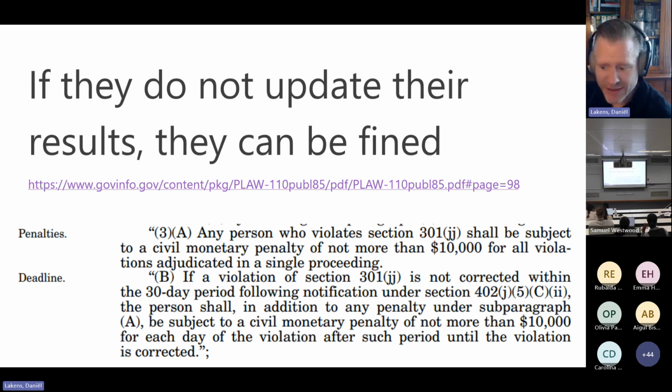Again, forced them to do this. If you do not update your results, you can be fined. The FDA doesn't mess around. So you see here, if there's a violation and they don't fix the problem after 30 days, they can, I think as far as I know, they have never yet done it, but they can fine people up to $10,000 for every day that they're late.